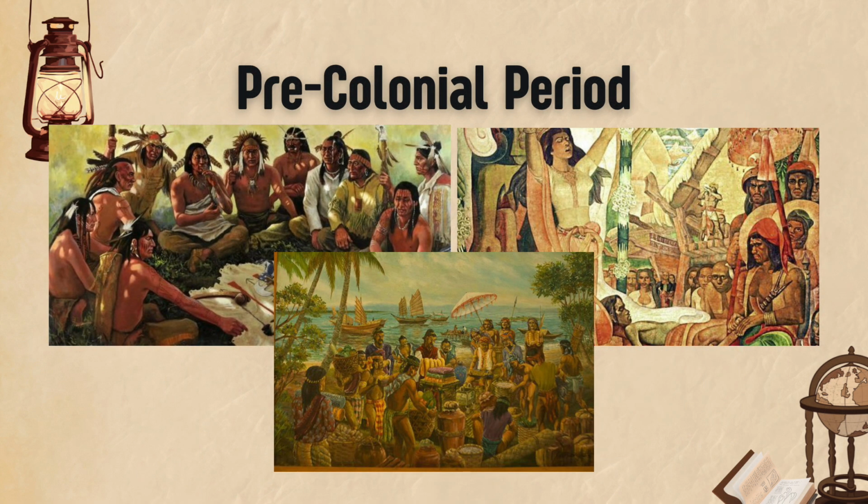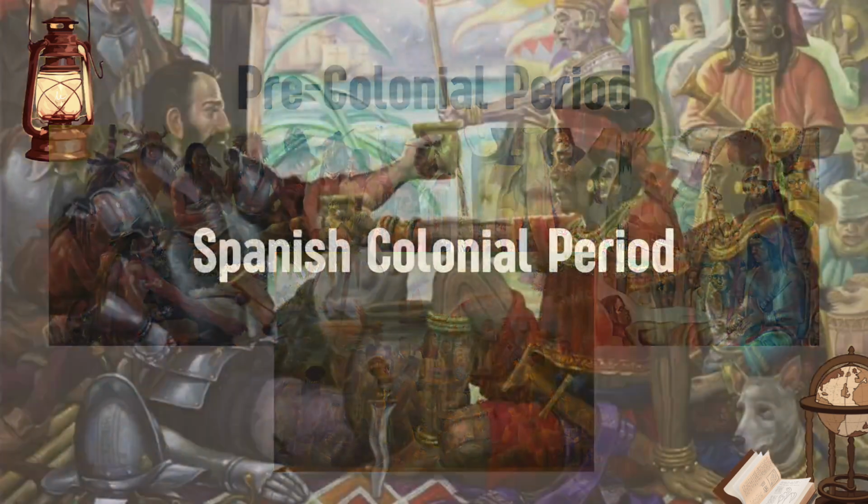Before colonization, the Philippines was a vibrant tapestry of languages. Over 170 distinct languages flourished across the islands, all belonging to the Austronesian family. Languages like Tagalog, Cebuano, Ilocano, and Kapampangan were spoken in their respective regions. Oral traditions were the primary means of transmitting knowledge and history. The Baybayin script, while indigenous, was mostly used for inscriptions and short messages.